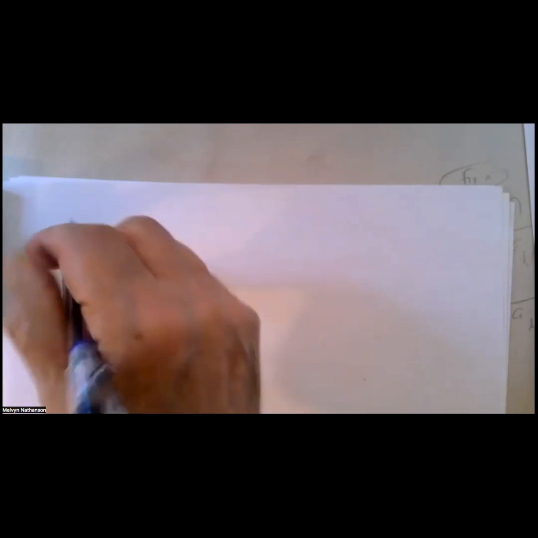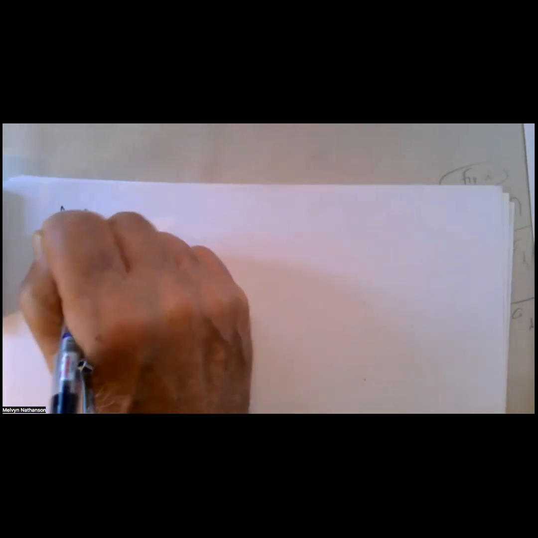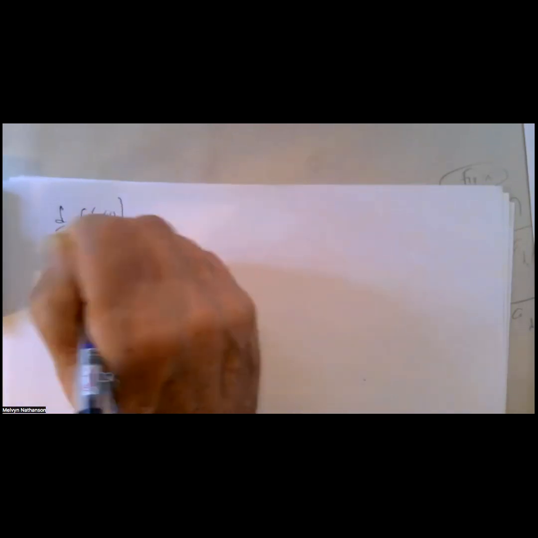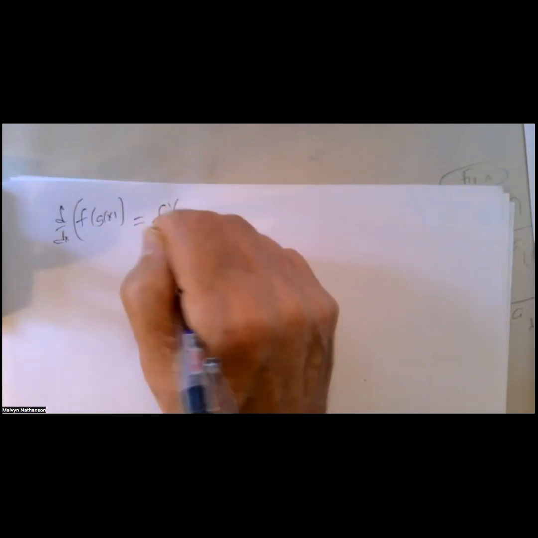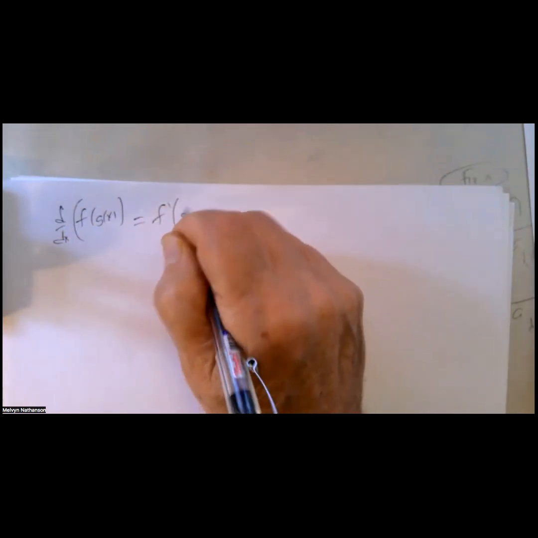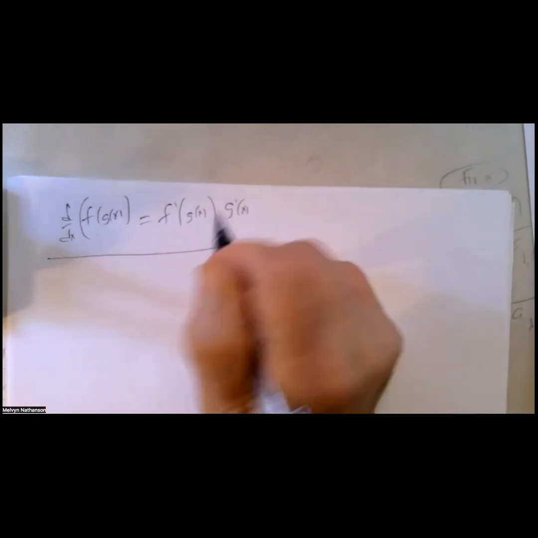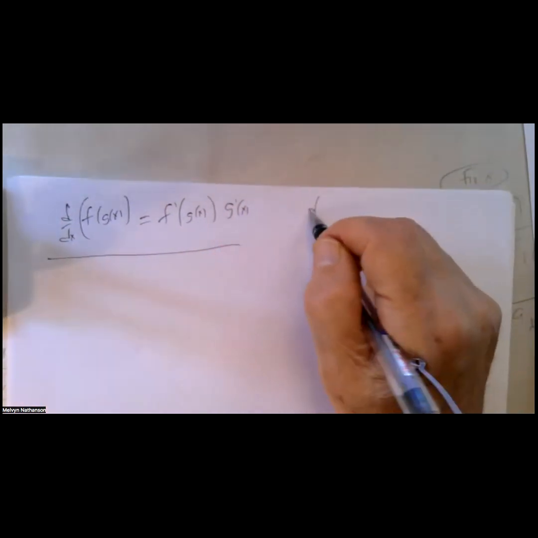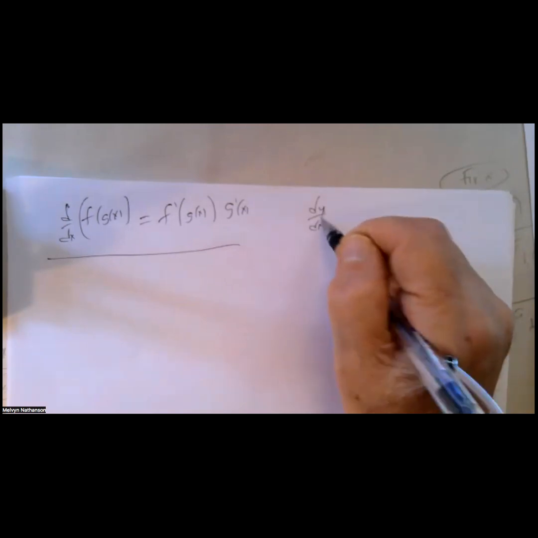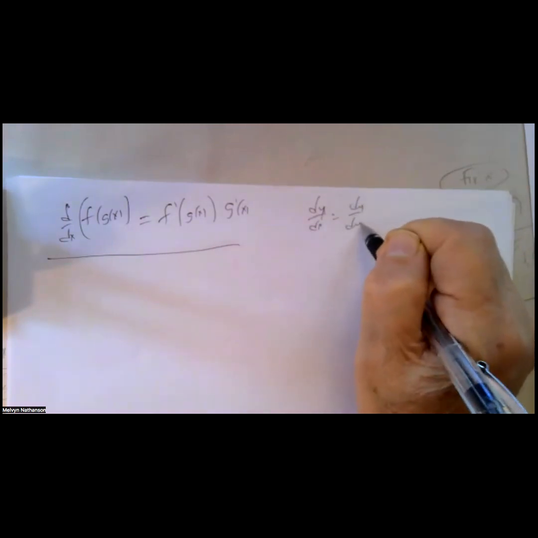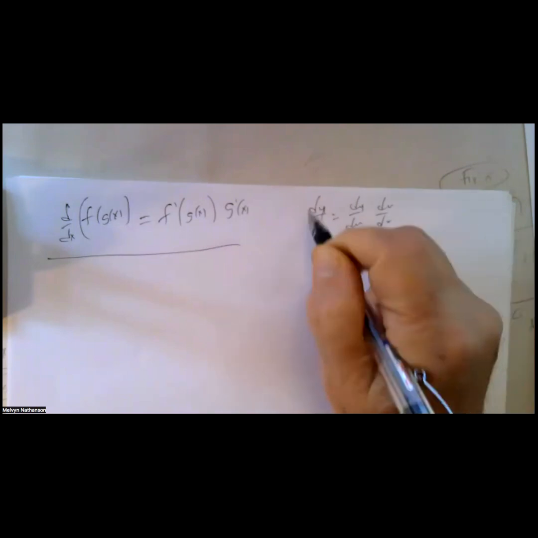Again, the only way to learn this is to learn by doing. So let me just write down the chain rule, and I'm going to compute a number of examples. The derivative with respect to x of f of g of x is f prime of g of x, g prime of x. That's the chain rule. Or symbolically, dy dx is dy du times du dx.